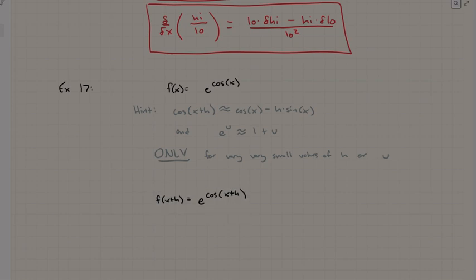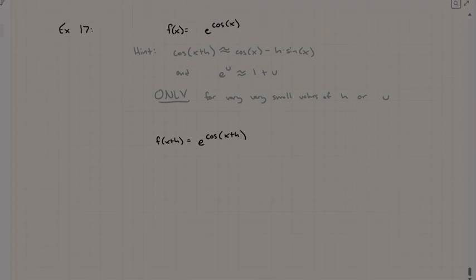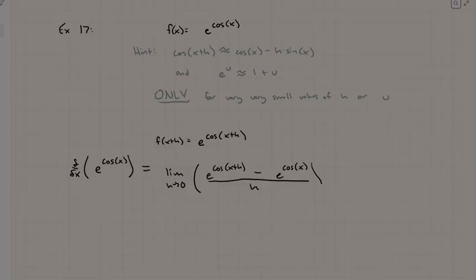All right, so then let's get into it. We got our f of x, we got our f of x plus h, so we're ready to define the derivative. The derivative then of e to the power of cosine x, like all the other times, is going to be the limit as h approaches 0 of f of x plus h, so e to the cosine of x plus h, minus f of x, e to the cosine of x, divided by h.